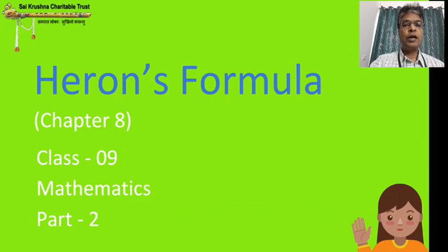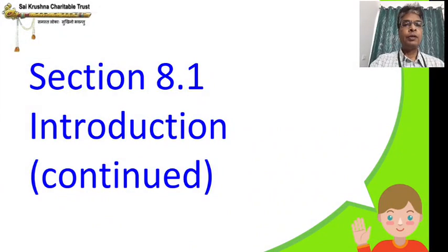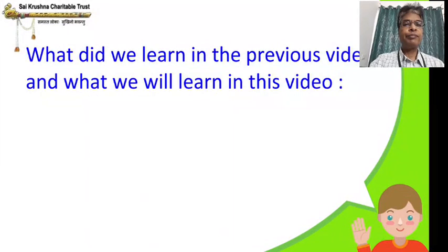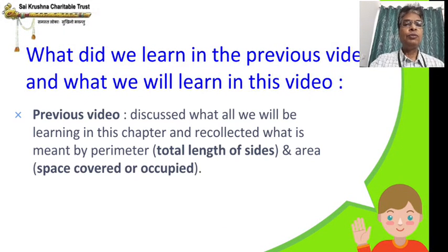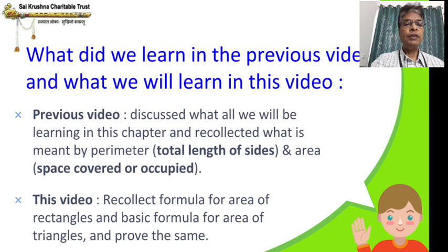We will now move to part 2 of Heron's formula. Again, we are continuing with the same section, introduction. In the last video, we discussed what we will be learning in this chapter and recollected what is meant by perimeter and area. In this video, we will recollect the formula for area of rectangles and the basic formula for area of triangles and prove both of them.